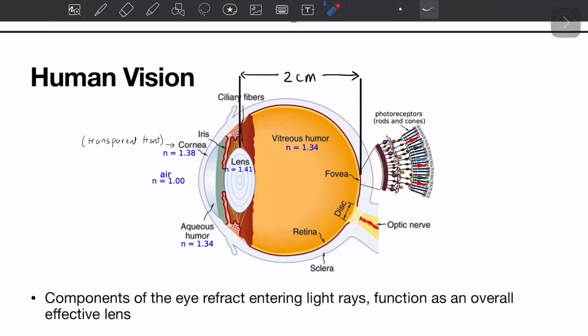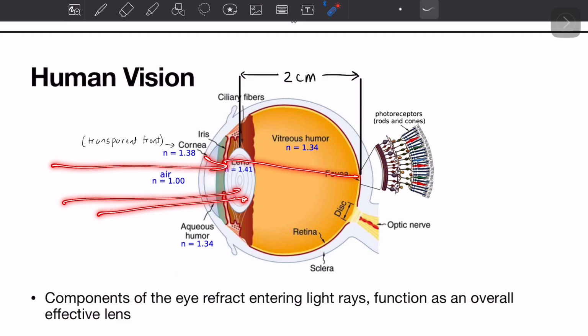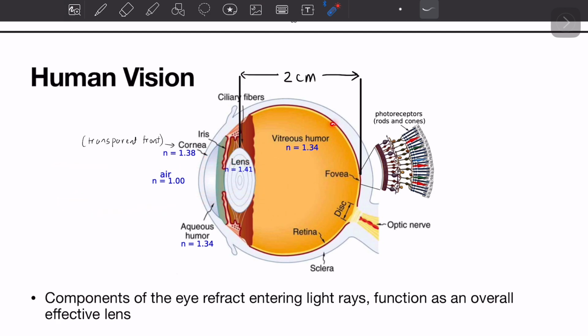In part 2 of the lecture video, we're going to talk about human vision, and in terms of homework 7, this should help you do problems 10 onward. Okay, so components of the eye refract entering light, and they basically function as an overall lens to then focus images onto the back of the eye, which is called the retina.